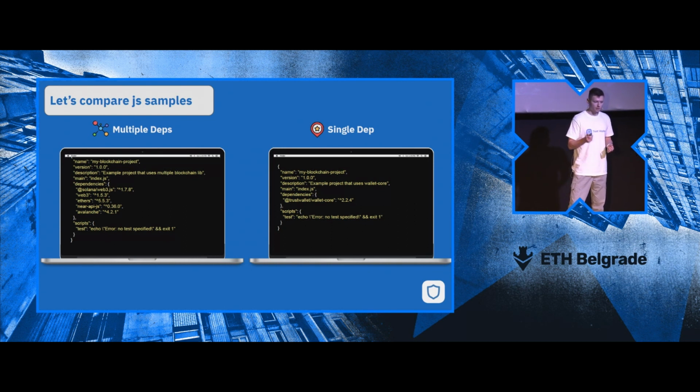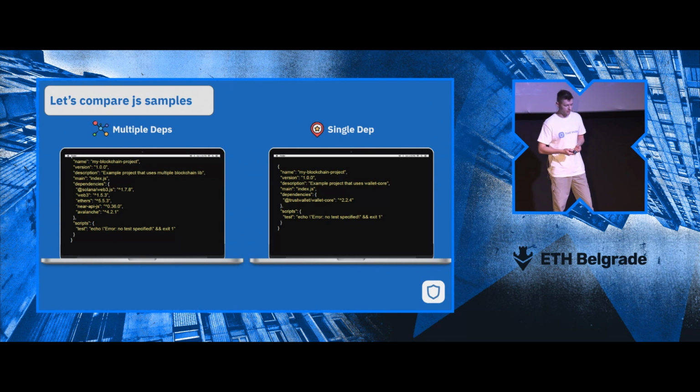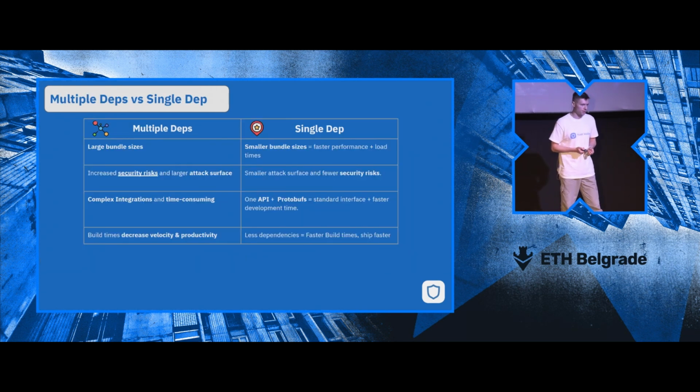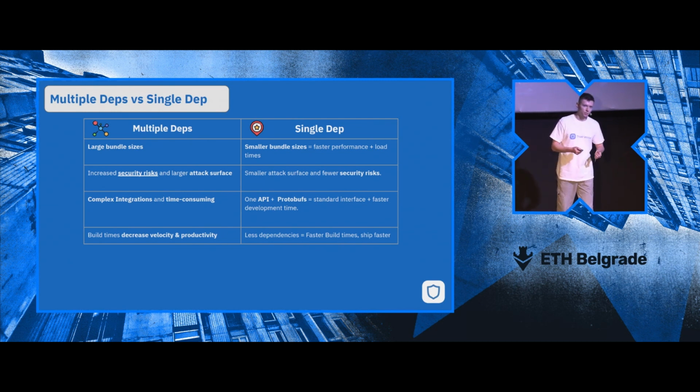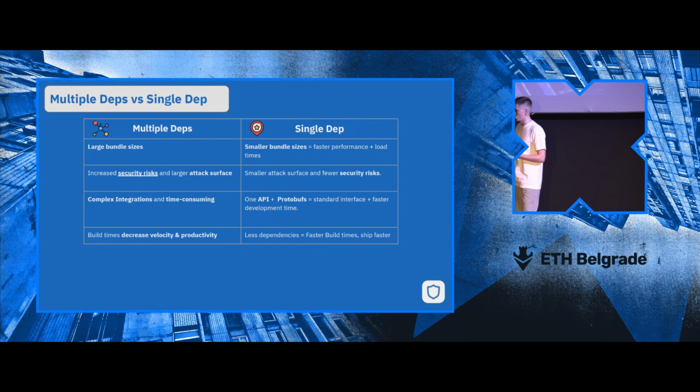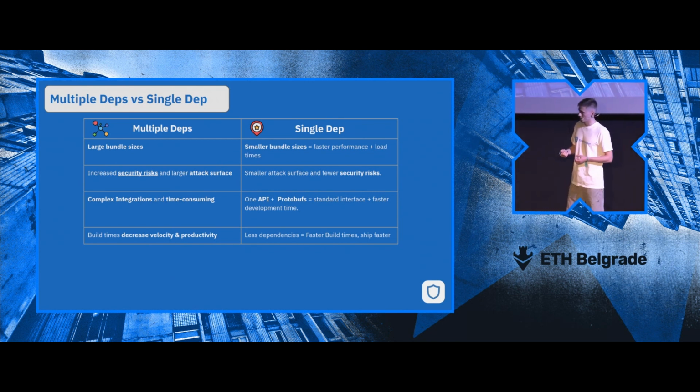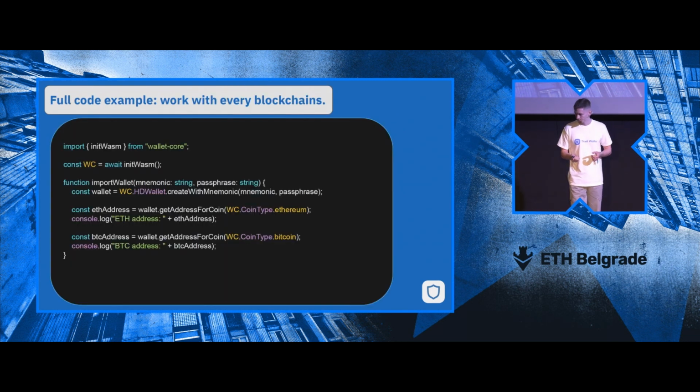What are the advantages of the single dependency concept? You have smaller bundle sizes. That means faster performance and faster load times, a smaller attack surface, and fewer security risks. One API and protobuf is a standard interface that developers need to learn only once and then apply the knowledge to integrate new blockchains. Fewer dependencies also means faster build times and shipping faster.